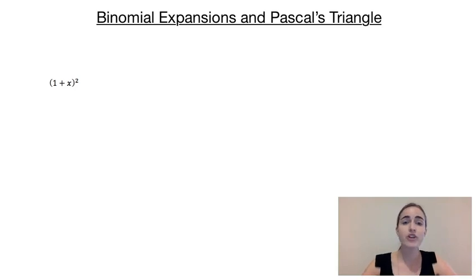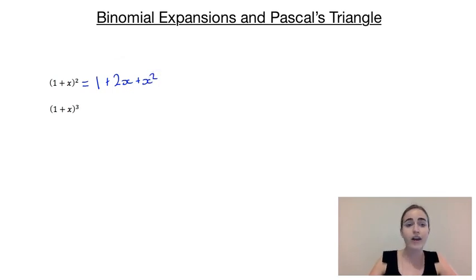In this video, I want to have a look at binomial expansions and how they relate to Pascal's triangle. So a binomial just means something with two terms. So we've got our two terms in our bracket, and we're going to expand this bracket out. So this first one, you should know fairly well how to expand that. It's a perfect square. So we just end up with 1 plus 2x plus x squared.